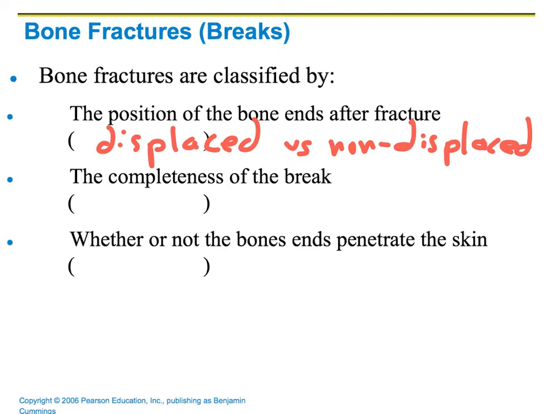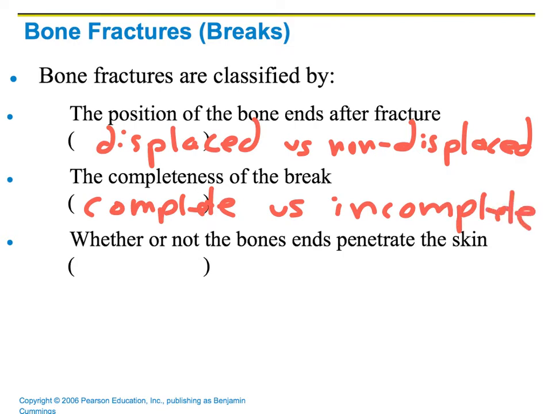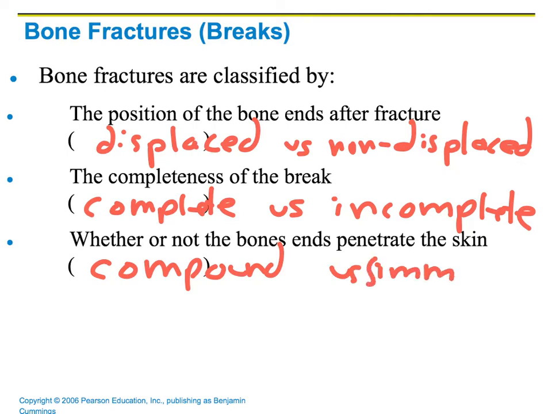The completeness of the break: does the fracture go from one end of the bone to the other, or is it partially through the bone? If it goes all the way through, it's a complete fracture, versus if it doesn't, it's an incomplete fracture. And then, have the bone ends penetrated the skin, as in a serious fracture, a la the Kevin Ware college basketball player type? If it penetrates the skin, it's a compound fracture, versus a simple fracture that breaks the bone but not the skin.